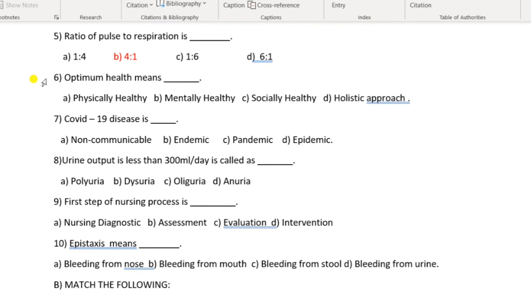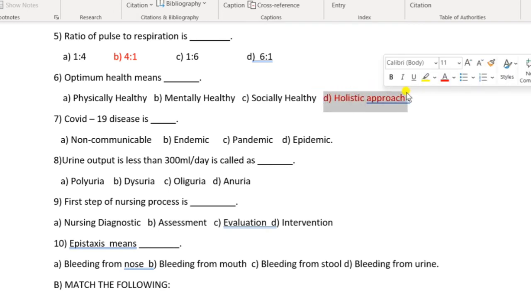Then optimum health means dash. Option A is physically healthy. Option B is mentally healthy. Option C is socially healthy. And option D is a holistic approach. Holistic means what? Physically, mentally, and socially healthy of that person. So here option D is a holistic approach. Optimum health means holistic approach.